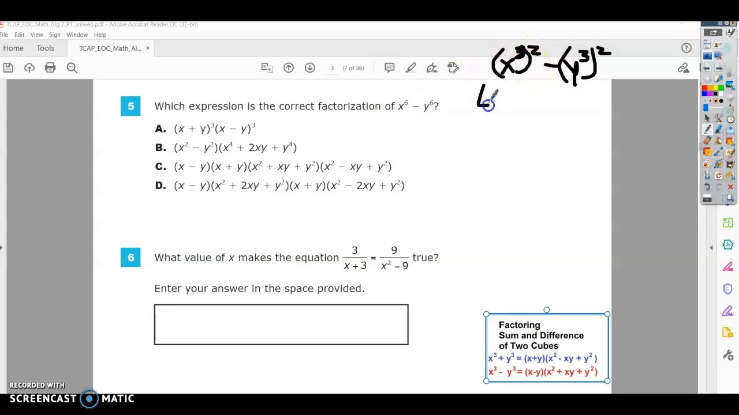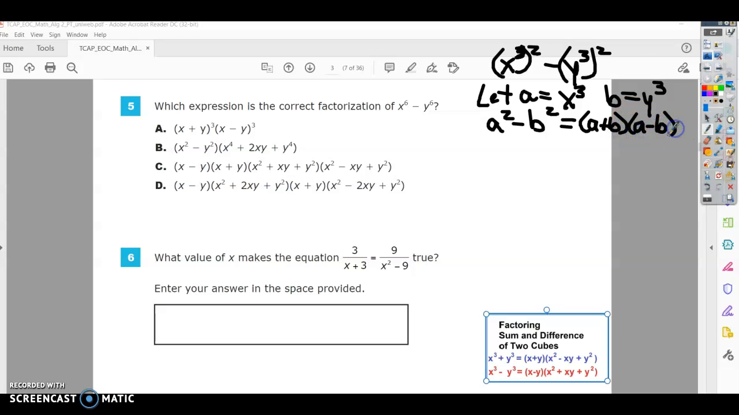So now we can say let a, or some variable, doesn't matter. We don't know what x is, so we can say let a equal x cubed and let b equal y cubed. And if we do that, we're going to substitute a and b in for our expression. So we're going to have a, still have the squared, minus b, and we still have the squared. And now that looks like a difference of squares. So we know that that is rewritten as a plus b times a minus b.